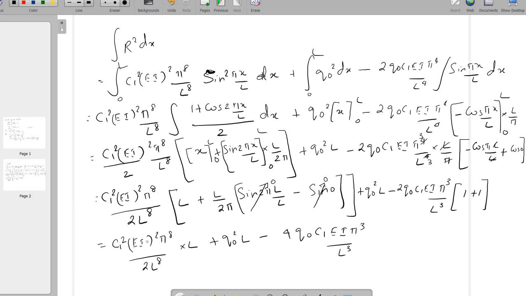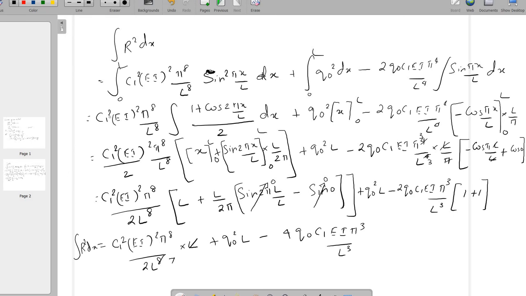So now the L and L power 8 is reduced to L power 7, and all other terms are as before. So this is what the integration of r square dx is. The integration of r square dx.